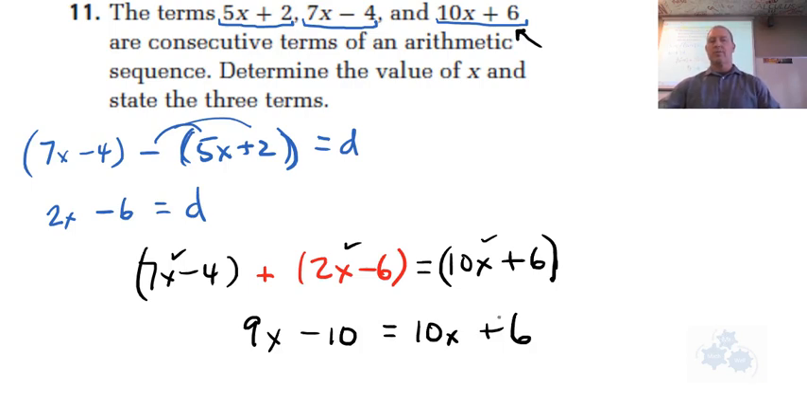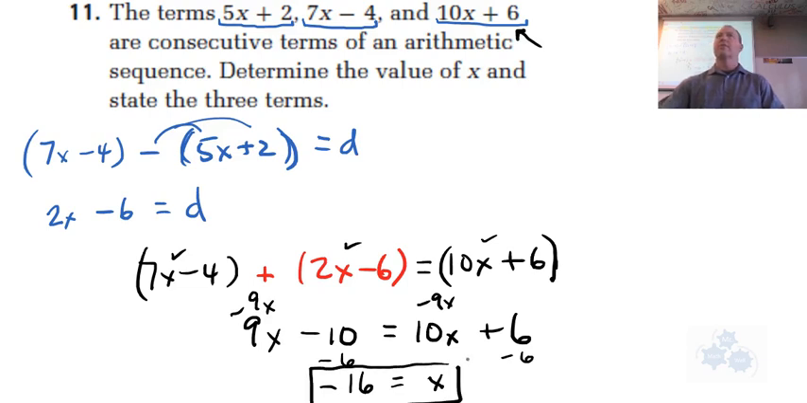In order to solve for x, we get the terms together. I'm going to subtract 9x from both sides. That gives us 1x over here. I'm also going to take 6 away from both sides to move the constants to the left, and that's negative 16. That's what I get. Did anyone who got this question also get negative 16? Yeah, awesome. Okay, good.